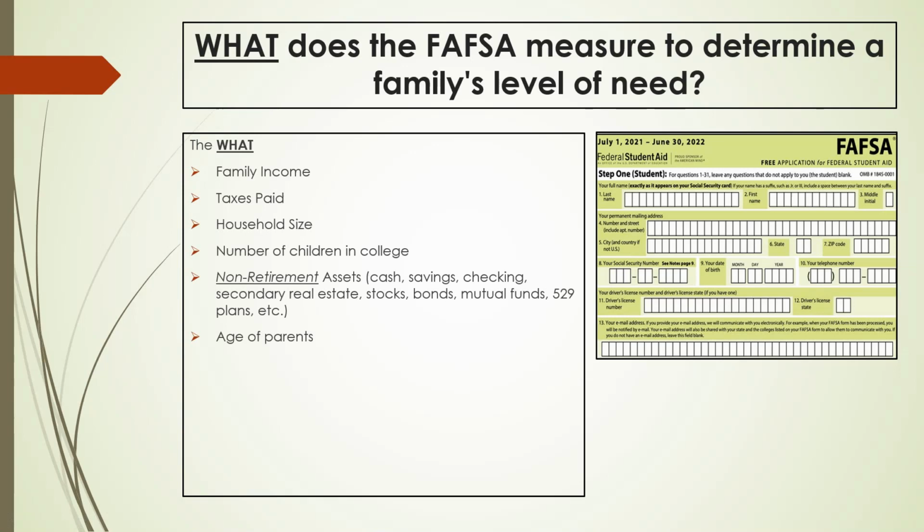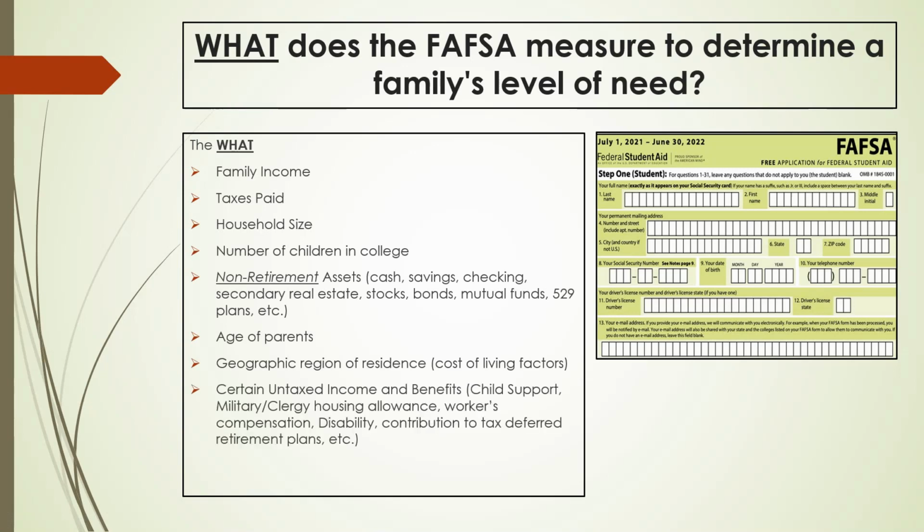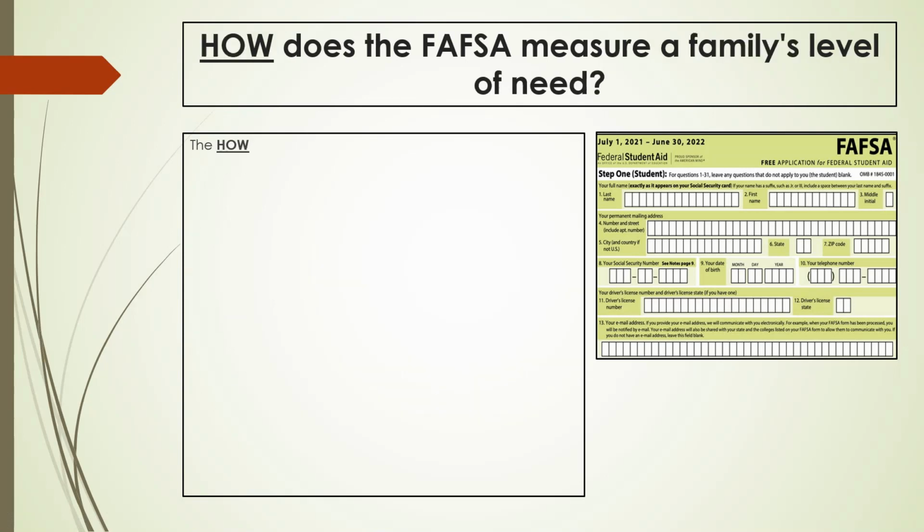But it's also looking at things like the age of the parents, and the geographic region of residence of where you live, because they're adjusting for a cost of living. It's also looking at certain untaxed income and benefits such as child support, military clergy housing allowance, workers' compensation, disability, any contributions to a tax-deferred retirement plan, etc., and more.